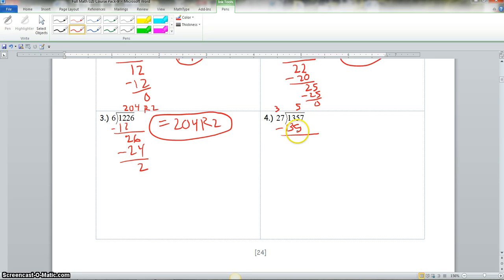Now 135 minus 135 is 0, so we'll just bring down this 7. 27 goes into 7 0 times. You have a remainder of 7. So your final answer is 50, remainder 7.